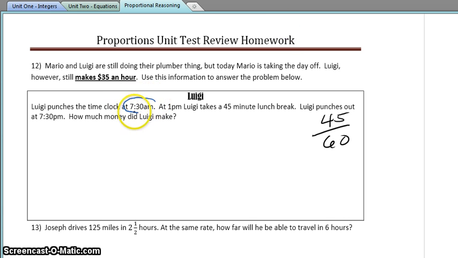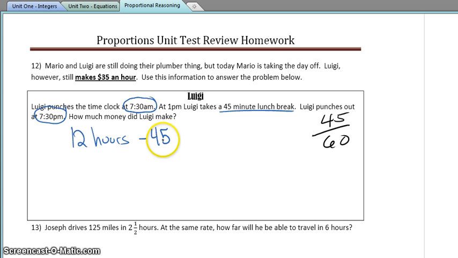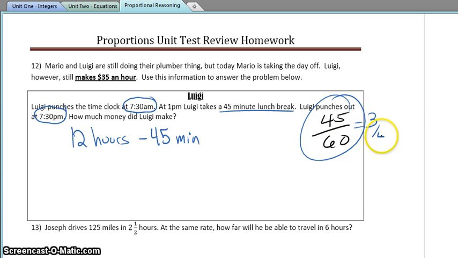First, for how many hours did Luigi work? Well, from 7:30 a.m. to 7:30 p.m., that would be 12 hours. But we need to take away his 45-minute break. Well, hours and minutes are different. Close to the same, but they're different. And I've done a little work over here. I said 45 minutes out of the 60-minute hour is 3/4. So that's really 12 take away 3/4, or 11 1/4 hours that Luigi worked.